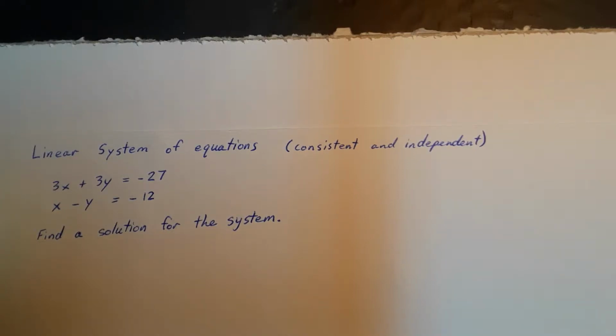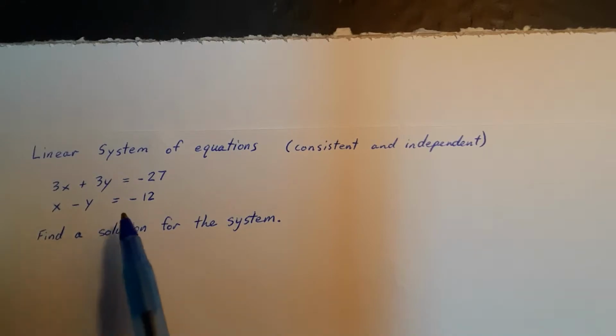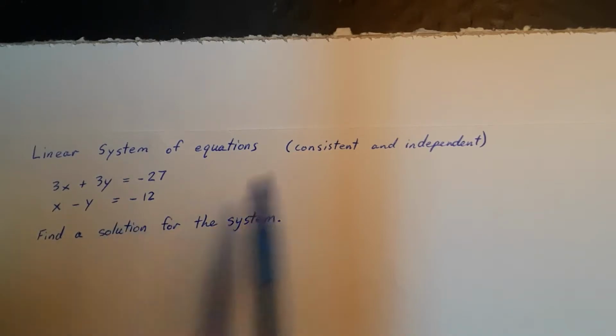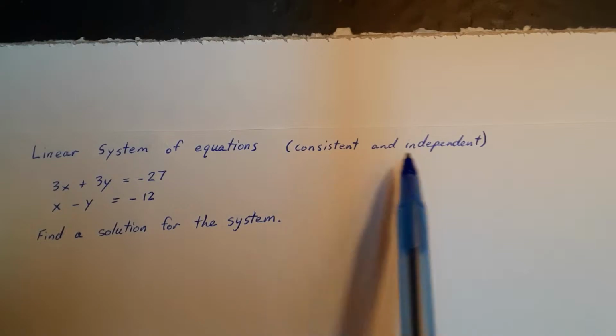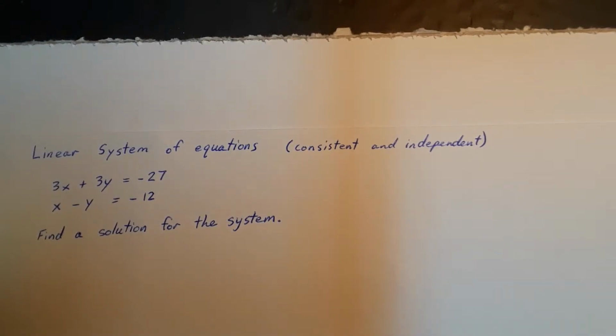We are going to look for a solution to a system of linear equations. I have a little hint up here. If you know what the terms consistent and independent mean in a linear system, then you know that there is a solution for this, and there's exactly one solution for this. So there's no tricks in this.